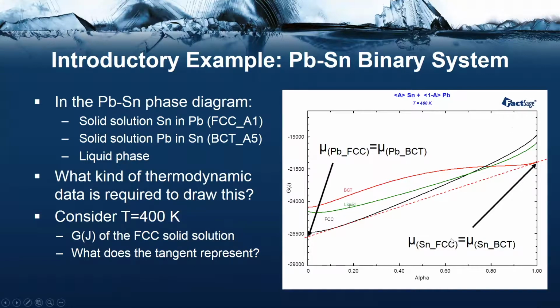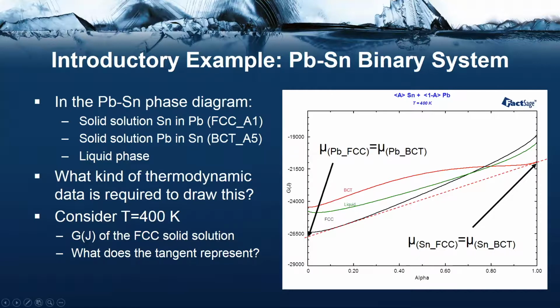So the chemical potential of tin in the FCC phase of this composition is the same as the chemical potential of tin in the BCT phase of this composition. If you remember basic thermodynamics from previous courses, what we really described here is chemical equilibrium. One way of describing equilibrium is that the chemical potential for a component is the same in every phase at equilibrium. Consider now this tangent again, the red dashed line.